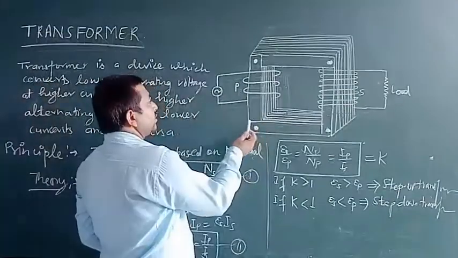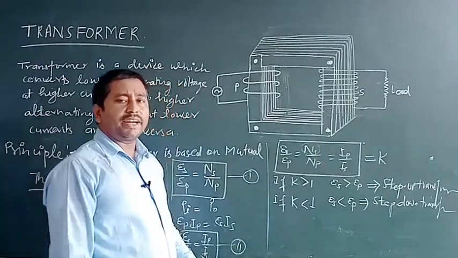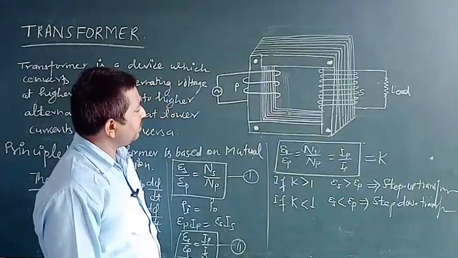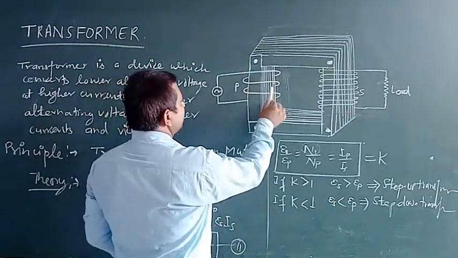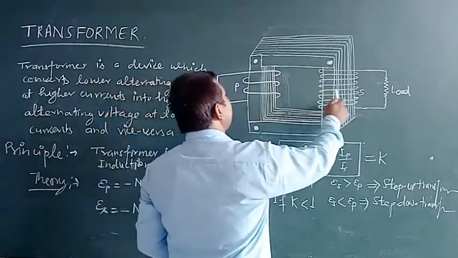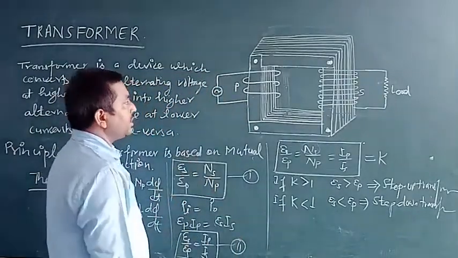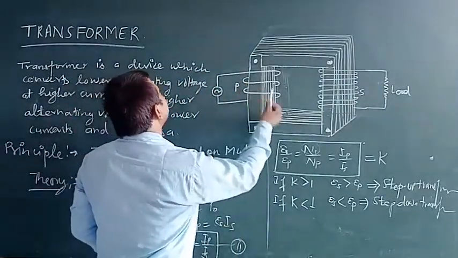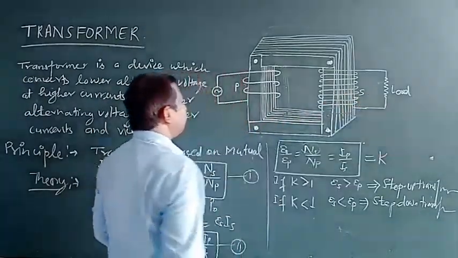Okay, so there are two different types of transformer. One is known as the step up transformer and the other is known as the step down transformer. In a step up transformer, there is a smaller number of turns in the primary coil and a larger number of turns in the secondary coil. But in a step down transformer, there is a large number of turns in the primary coil and a smaller number of turns in the secondary coil.